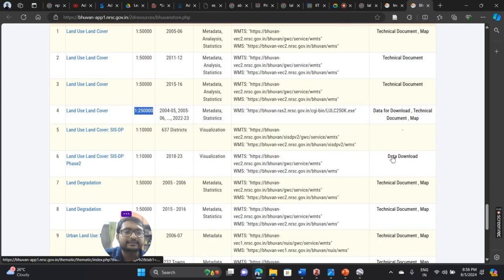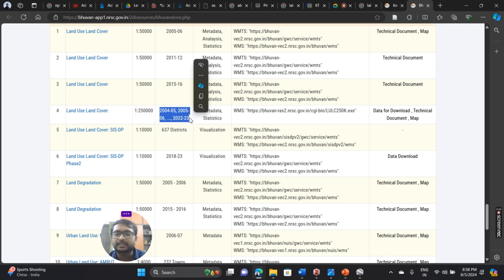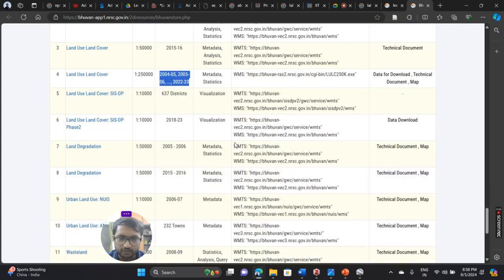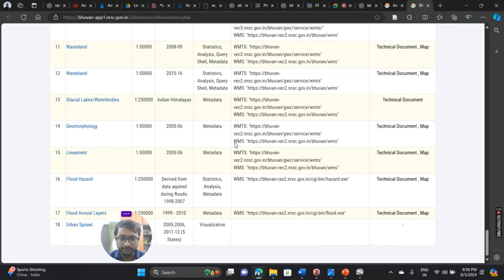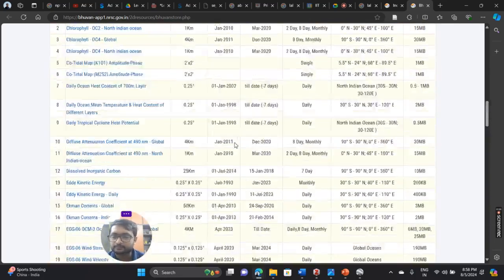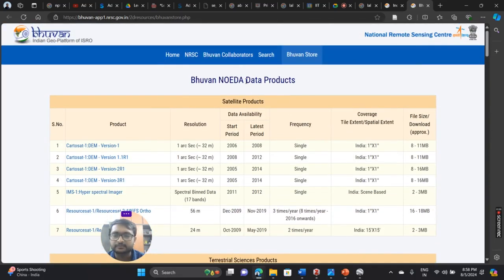So here, whatever they have given under phase 2, it is downloadable. Here the LULC, these coarser resolution land use maps, are downloadable. However, these high resolution products are not downloadable directly. You have to pay for that. So these are the various data sets. So you can look into it.